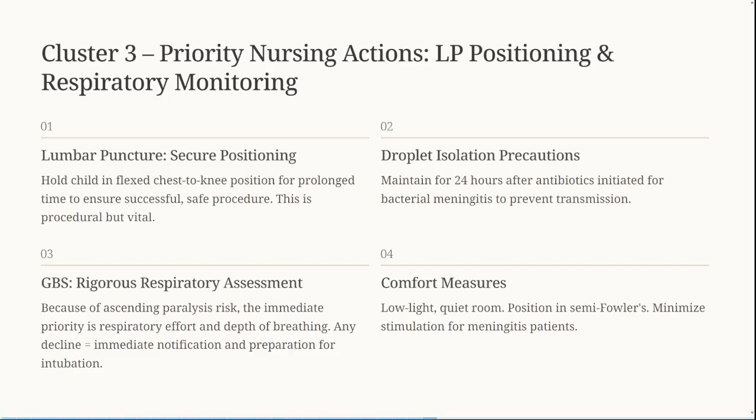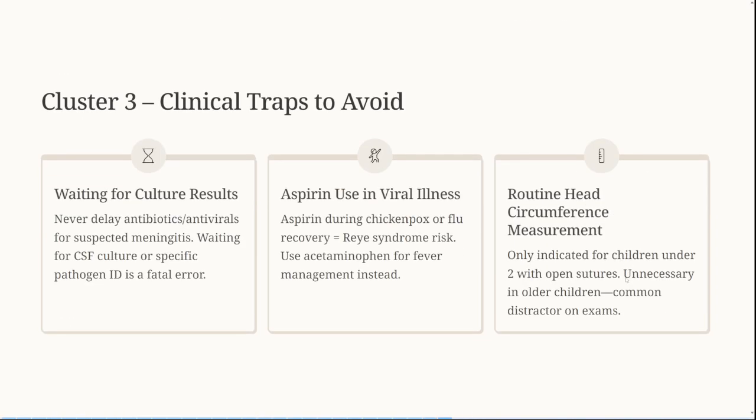And here's the nursing trap. Measuring head circumference. This is only routine for children under 2 who still have open sutures. For GBS, treatment often involves intravenous immunoglobulin, IVIG. It helps to modulate that autoimmune response. Non-pharm management is focused purely on respiratory support, which often includes complex ventilator care and careful monitoring of vital signs, as their autonomic function can be compromised.